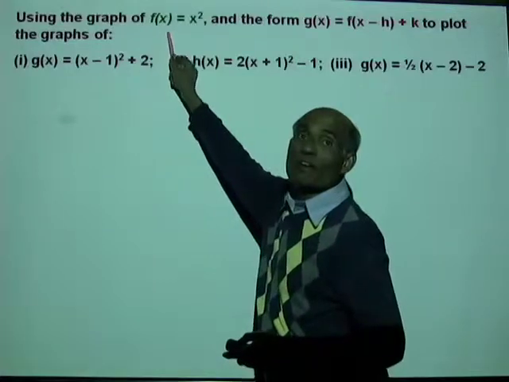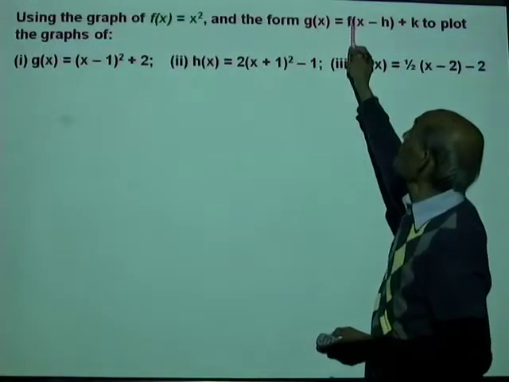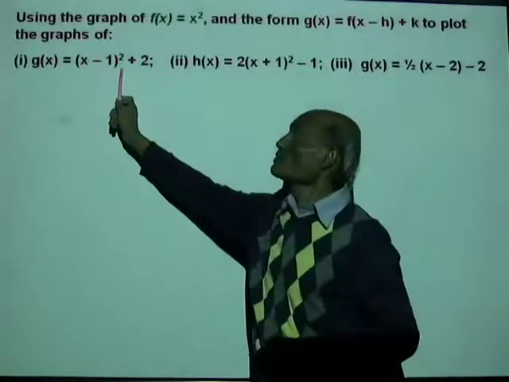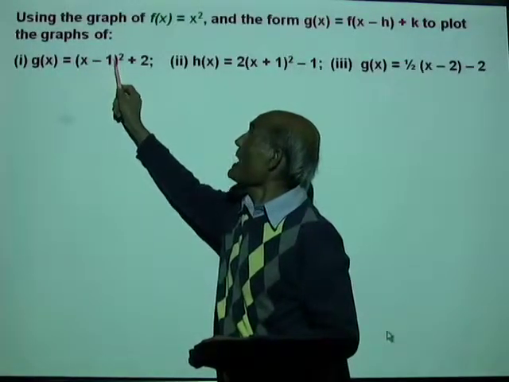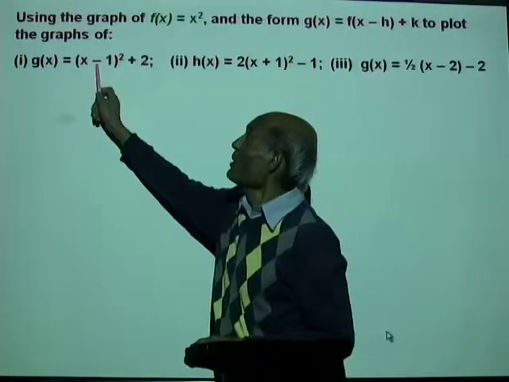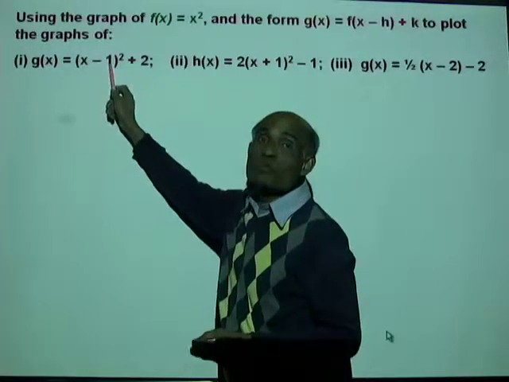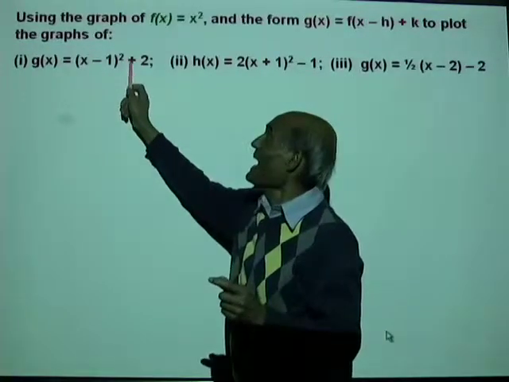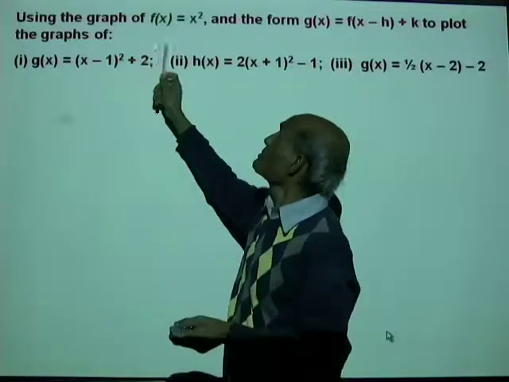Use the graph of f(x) = x² and the form g(x) = f(x - h) + k to plot the graph of, look at this, g(x) = (x - 1)² + 2. Alright, what's the difference here? x - 1, h equal to positive 1, a shift of 1 unit to the right, and a shift of 2 units vertically up.